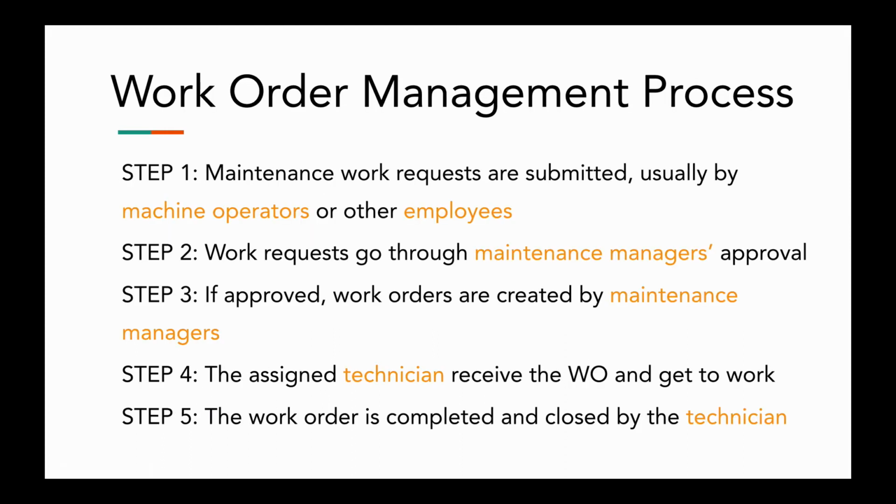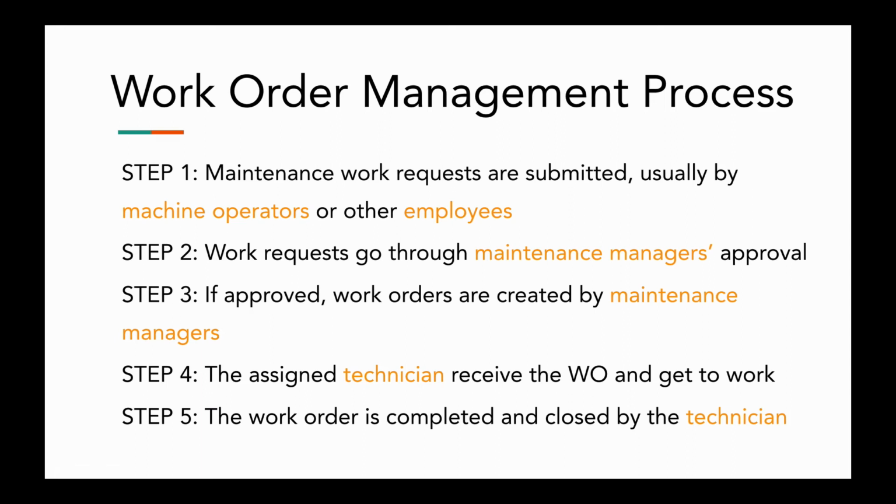Now let's take a look at the work order management process in terms of steps. It has three main parties involved. So we have the work requester, which usually is a machine operator or other employee, the work approver, which usually is a maintenance manager, senior technician, or supervisor, and the work performer, which is a technician.